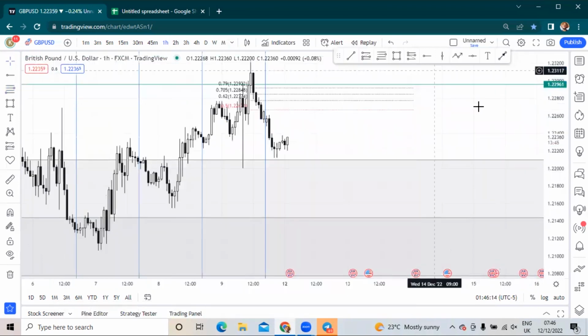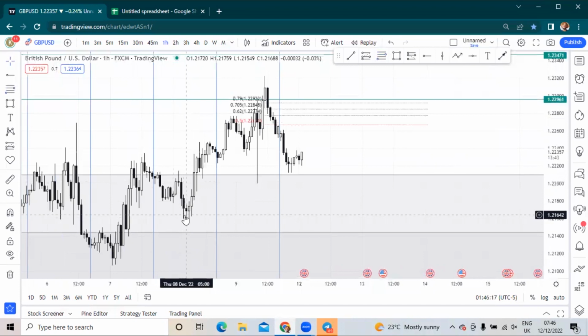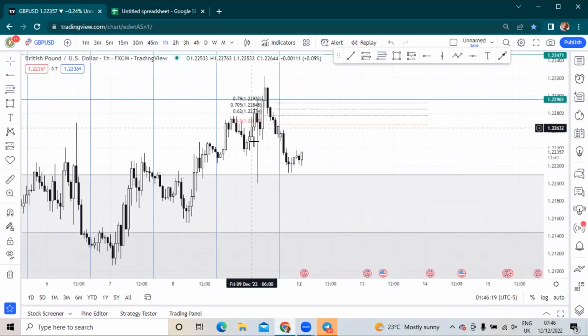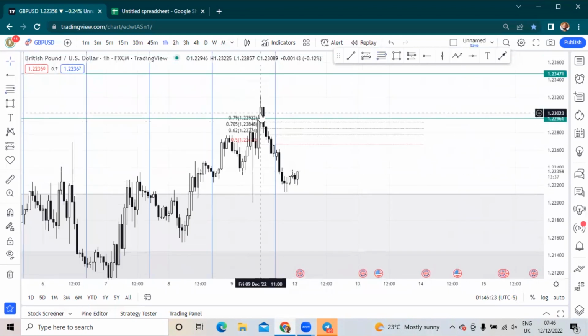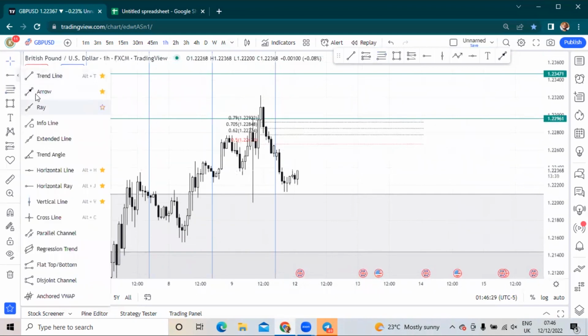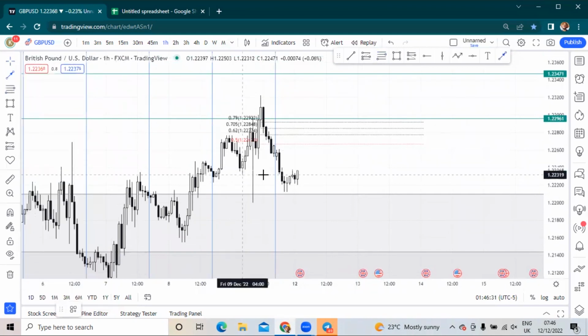Because you cannot draw it as a fib long again, because if you want to draw it from here to here, price has already retraced and moved up. If you want to draw it from here to here, it's going to look stupid because price has already changed character from here. So let me show you guys what I mean. Price already changed character from here.